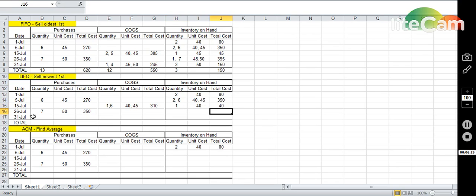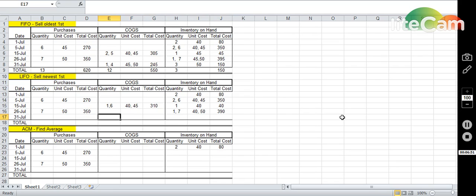On July 26th, we are going to buy 7. So I'm going to come over here to my inventory on hand. I need to add 7 to it. So we'll have 1 and 7. I have 1 for 40 and 7 for 50. So this is going to be $390, my total cost.